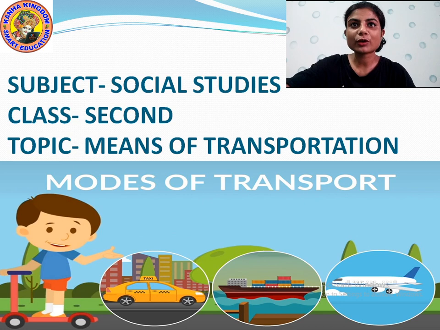Today we will study SST for second class, and the name of the chapter that we are going to study today is means of transportation. What are the different means of transportation? This is your 7th chapter of SST. Now let us move to the contents of this chapter. What are the contents of this chapter? Let us see.